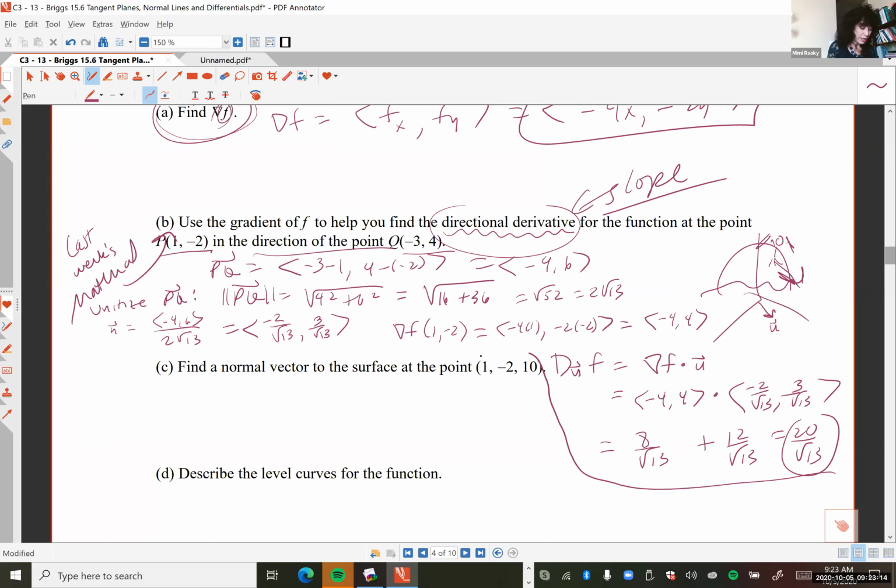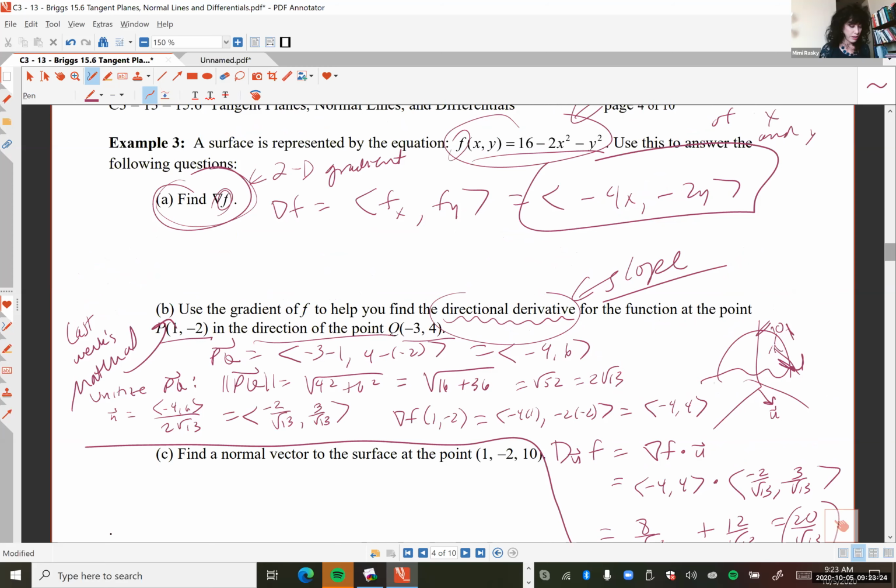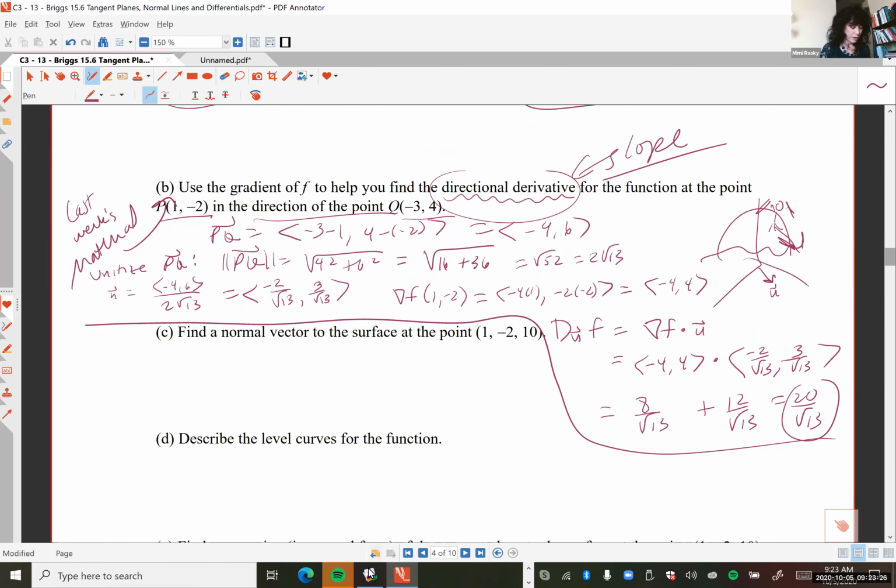I just found the directional derivative, which is a slope for the surface in the direction of PQ at the point P. Okay? So is everybody okay with this?